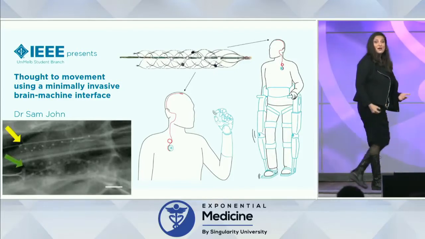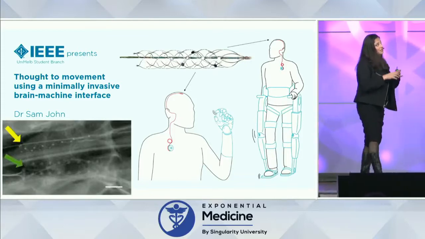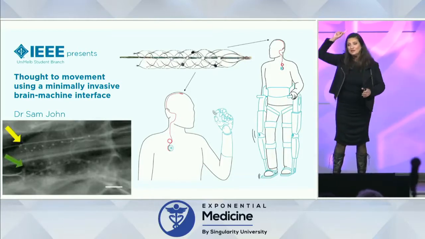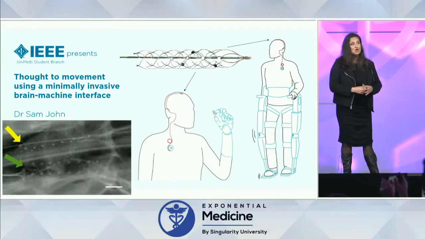Why would we do that? Because you can actually get that electrode cage through a vein into a vein that overlies the motor cortex. In other words, you can deploy a brain-machine interface via a central vein into the brain. So let's see how that works.